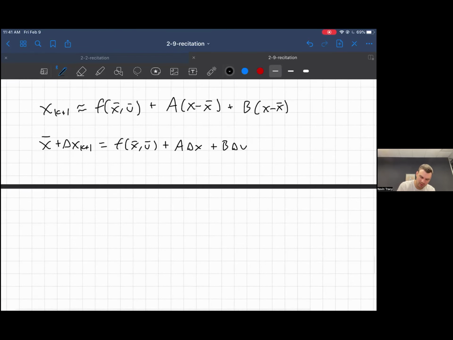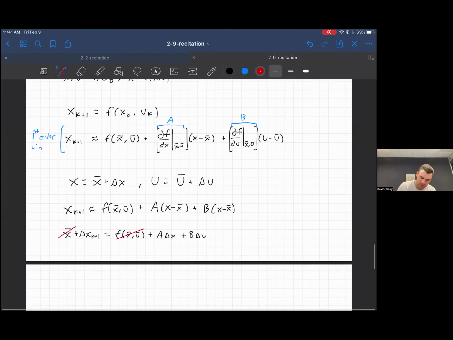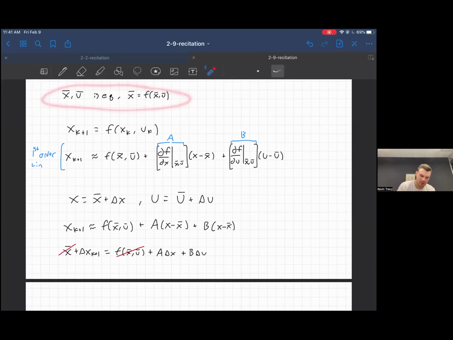And now something cool is happening. So I see that this x bar shows up on both sides. And if I assume that this was an equilibrium point, so if this is true, then I can just remove it from both sides of this equation. Now, this isn't always true, but for most cases, and what you'll do in homework 2, you're going to have an equilibrium point, x bar, u bar, that you want to drive it to.